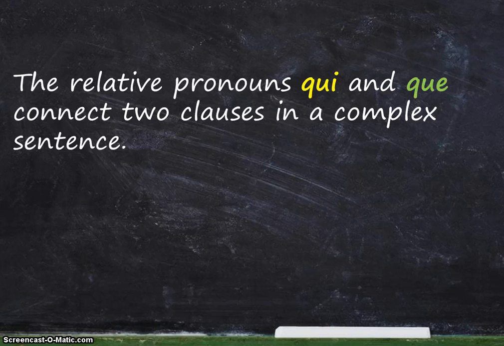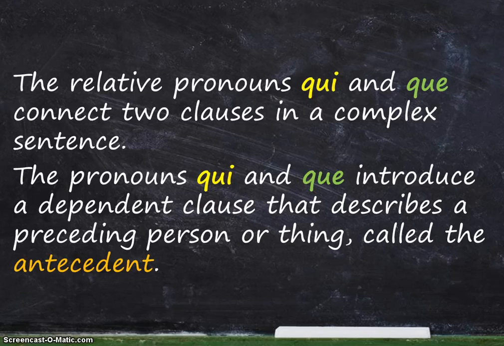Right. So you might have two sentences and you are asked to connect them to make the two sentences one sentence. So in some cases, you're going to have to use the relative pronoun qui or que. Okay. So the pronouns qui and que introduce the dependent clause that describes a preceding person or thing called the antecedent.